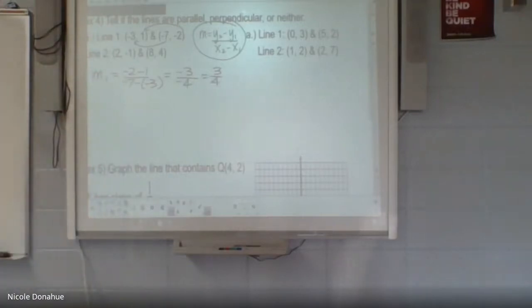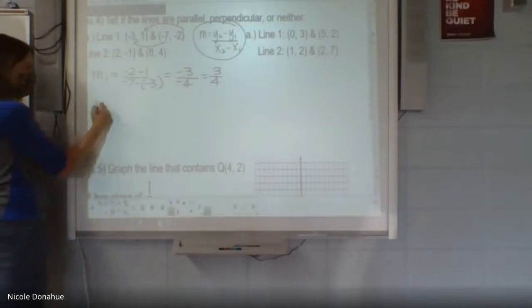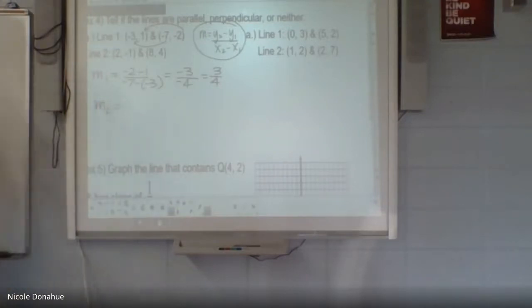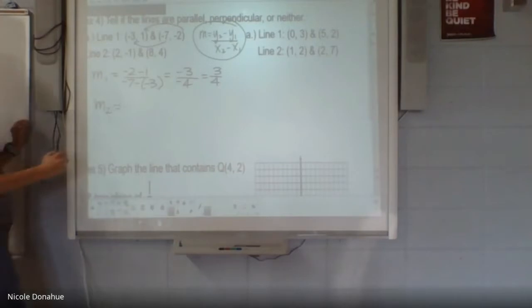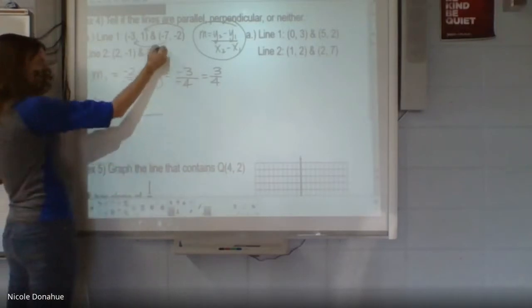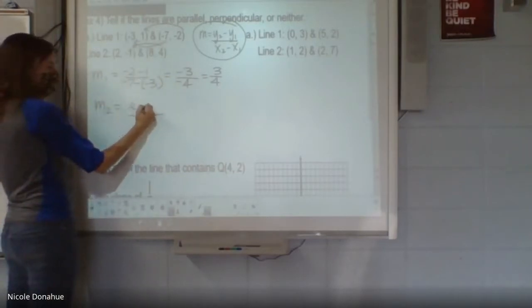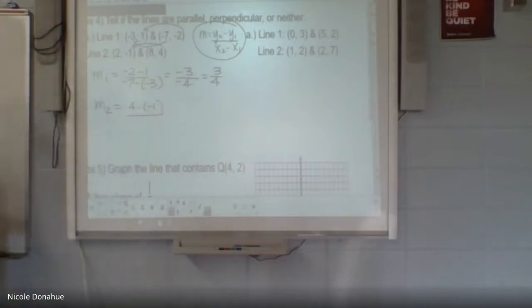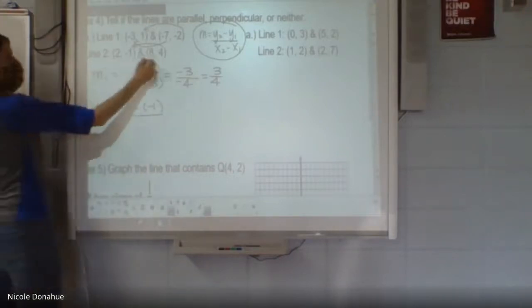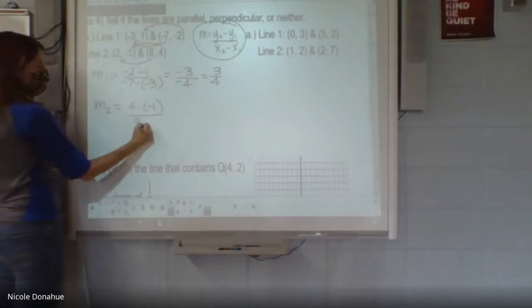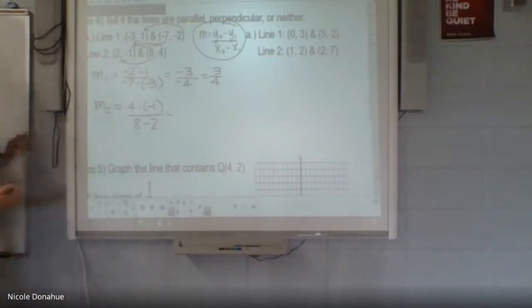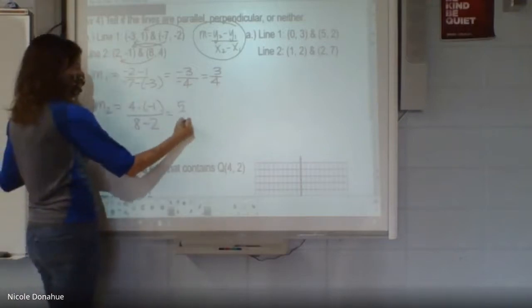Now, if you haven't noticed, it's really important to be really precise. So negatives versus positives are really important, and we want to simplify it as much as we can. So if you made a mistake, that's why we're practicing. Just know that it's easy to make a mistake with these. So then we have 4 minus a negative 1 over 8 minus 2. I get 5 over 6.